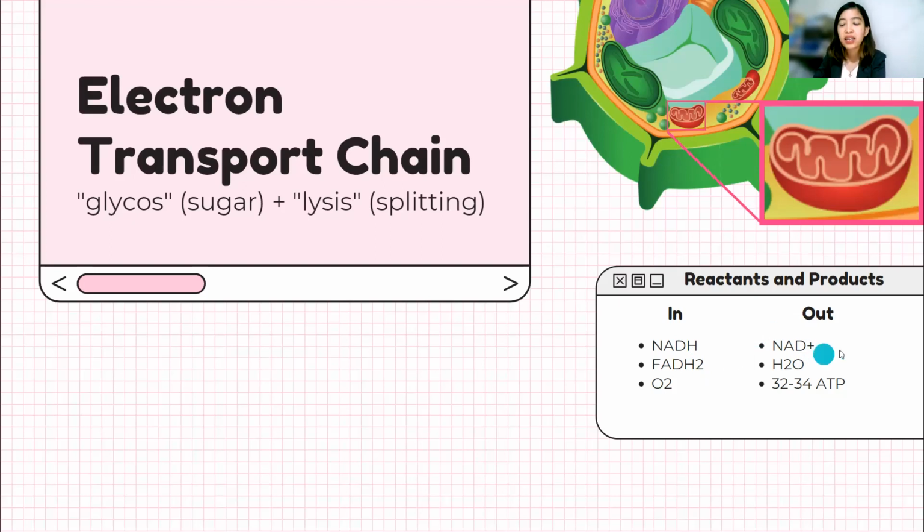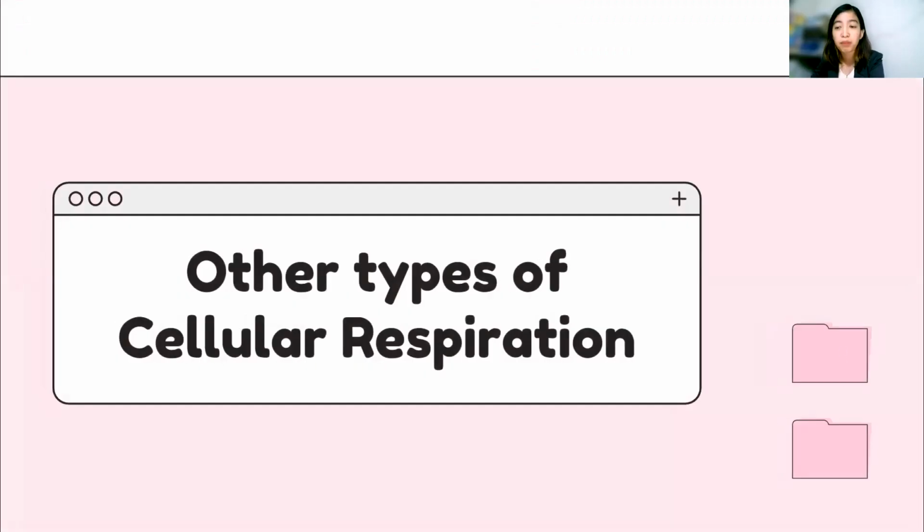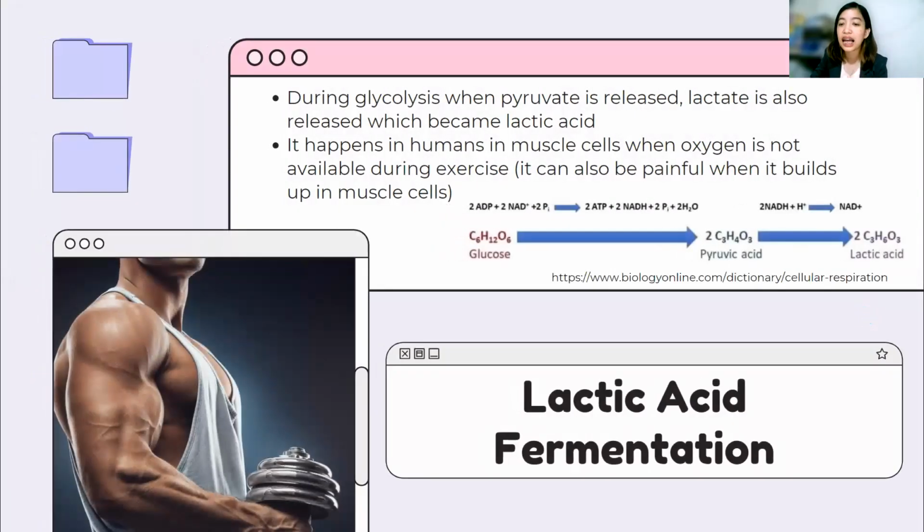But before we end, I'll share with you the other types of cellular respiration. But this time, we will be discussing anaerobic respiration. If you noticed earlier, after glycolysis, when we have aerobic respiration, or oxygen is present, it proceeds to the Krebs cycle, then the electron transport chain. But what happens when there is no oxygen? This is where lactic acid fermentation happens.